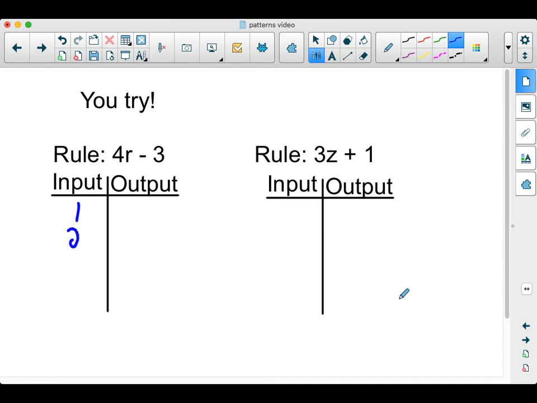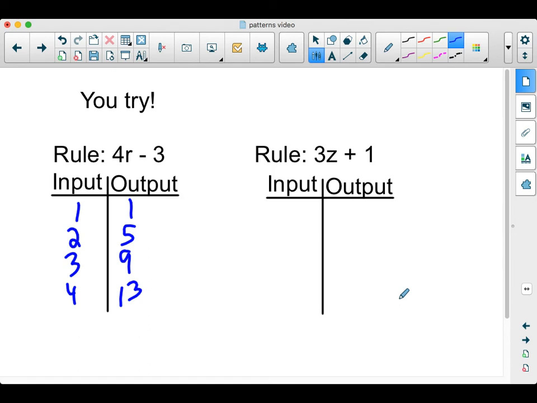If I put maybe 1, 2, 3, 4 for that, this one's going to be multiplied by 4, subtract 3. So 1 times 4 is 4, minus 3 is 1. 2 times 4 is 8, minus 3 is 5. 3 times 4 is 12, minus 3 is 9. 4 times 4 is 16, minus 3 is 13.